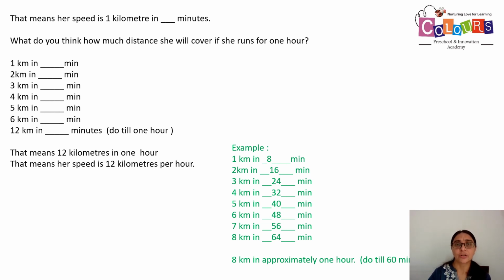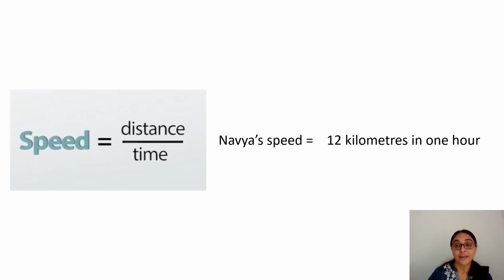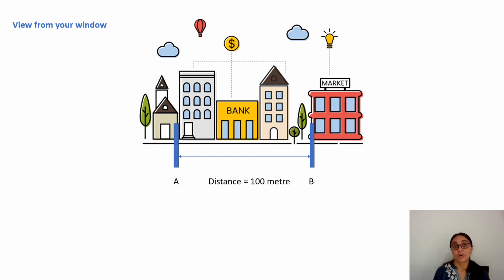So here Navya's speed is 12 kilometers in 1 hour, and this is our formula. Speed is equal to distance divided by time. So now a real example, or real problem, we will solve with this. Your child has run from point A to point B, and the child has calculated his own, her own speed.